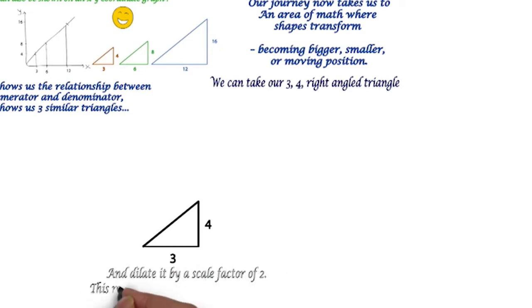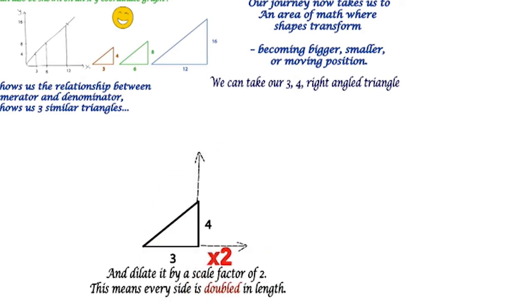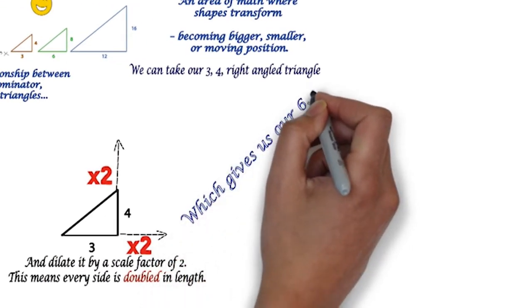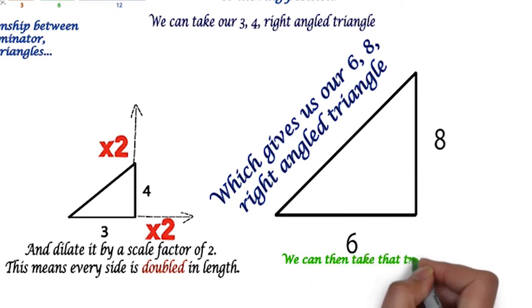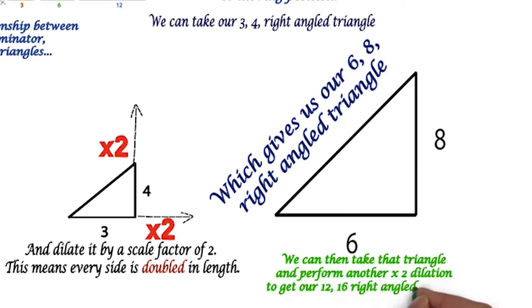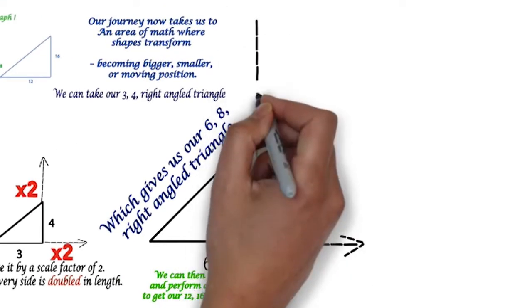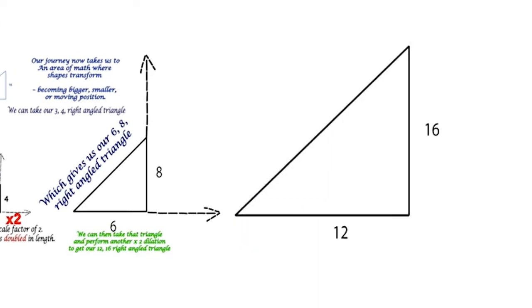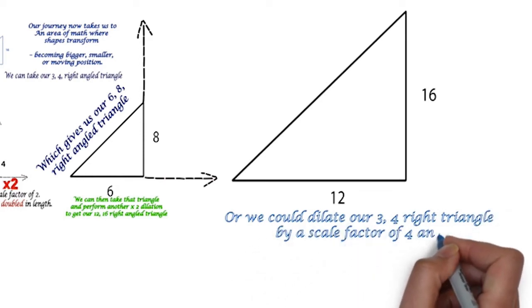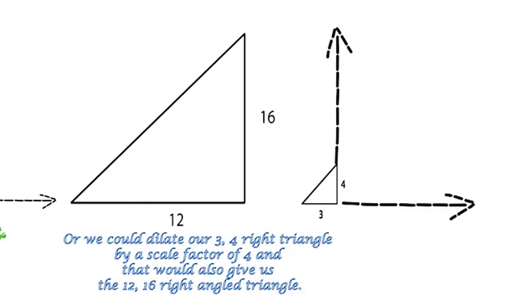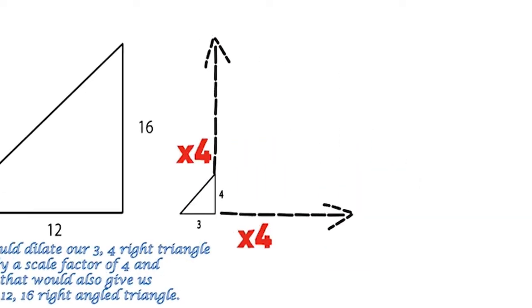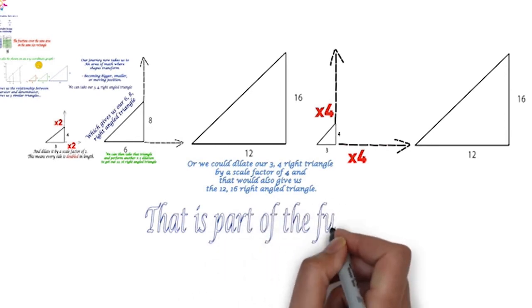and dilate it by a scale factor of 2. This means that every side is doubled in length. We multiply each one by 2. That gives us a different triangle, and in fact it gives us our 6, 8 right-angled triangle. We can then take that triangle and perform another times 2 dilation to get our 12, 16 right-angled triangle. Or we could have dilated our 3, 4 right triangle by a scale factor of 4, and that would also give us the 12, 16 right-angled triangle. We'll show you that. That's part of the fun of transformational geometry.